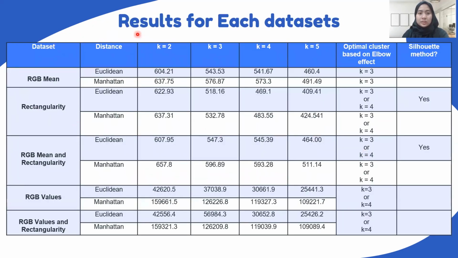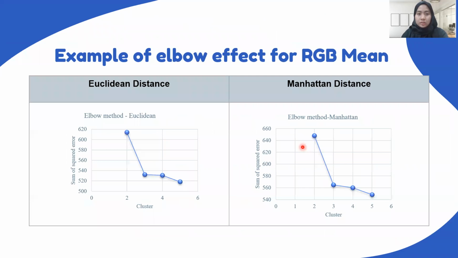Okay, next, these are the results for each dataset. So this is the value for each distance, Euclidean and Manhattan, for each cluster k equals 2, 3, 4, and 5. So this is the result for the optimal cluster based on the elbow effect. Next, this is an example of the elbow effect for RGB mean. You can see the result of the elbow method, Euclidean and also Manhattan. We can identify the optimal number of clusters.